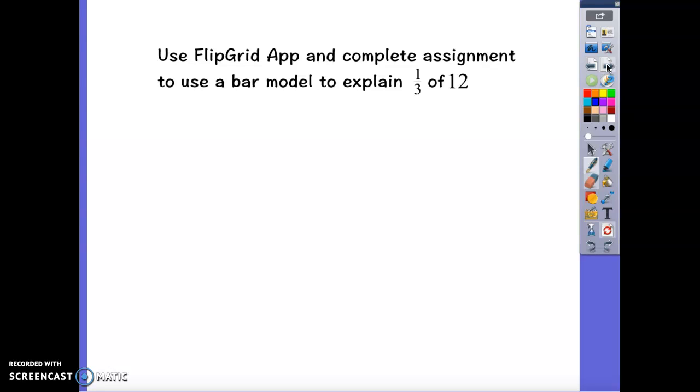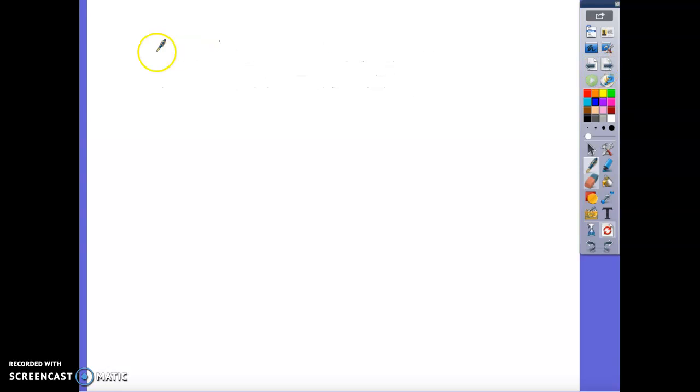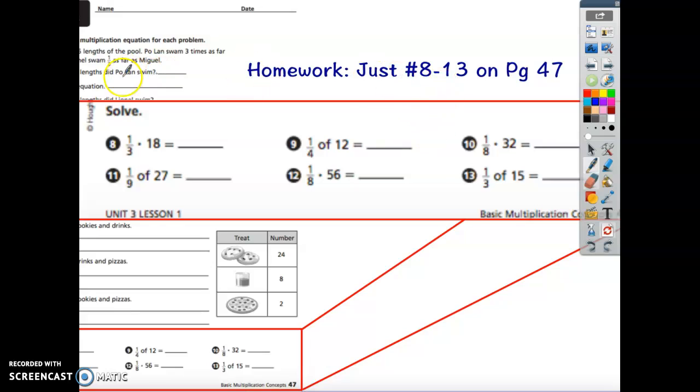The last thing you're going to do, your final assignment that you'll need to turn in, is going to be on 3-1 homework. So on 3-1 homework, you're not doing the first 7 problems. Don't cross them out because we're going to do them eventually. You're just going to do the bottom 6, so 8 through 13 down at the very bottom. This is in your brand new blue workbook.